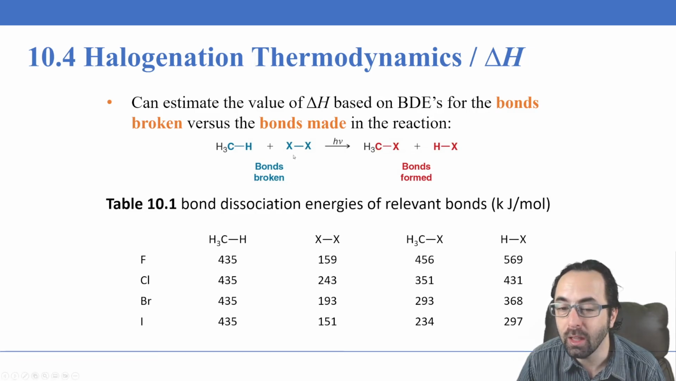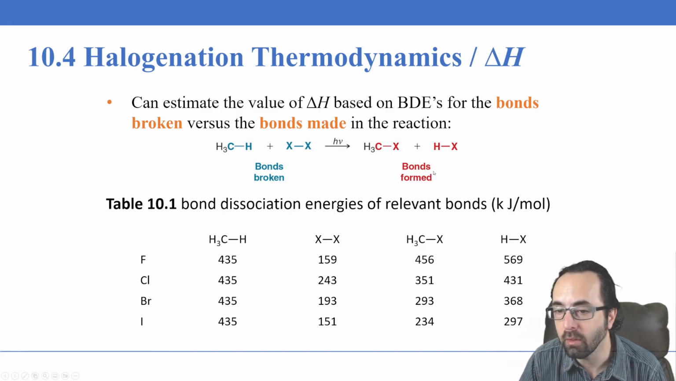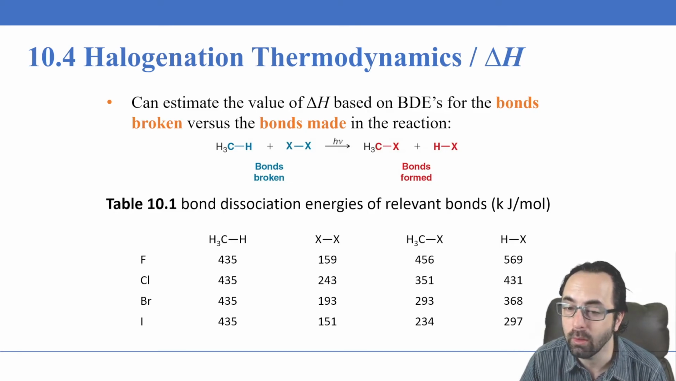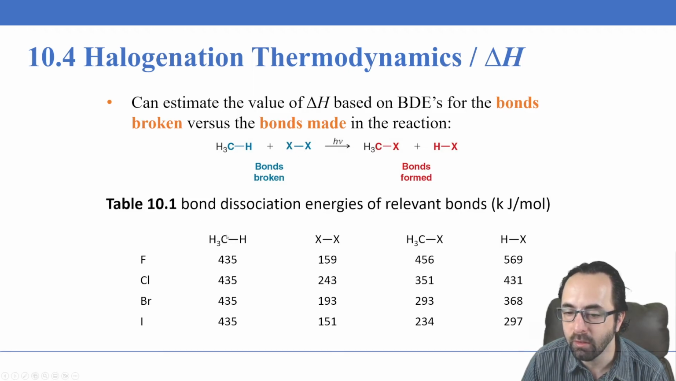What we can do is look at what are the bonds that are broken. That's the energy you have to put in. And what are the bonds that are formed? That's the energy that comes out after the reaction is done. And then we add that all up and we decide whether energy was overall lost or whether it was absorbed. So here the bonds that are breaking are the carbon-hydrogen bond, and the halogen bond that's breaking might be the fluorine-fluorine bond.